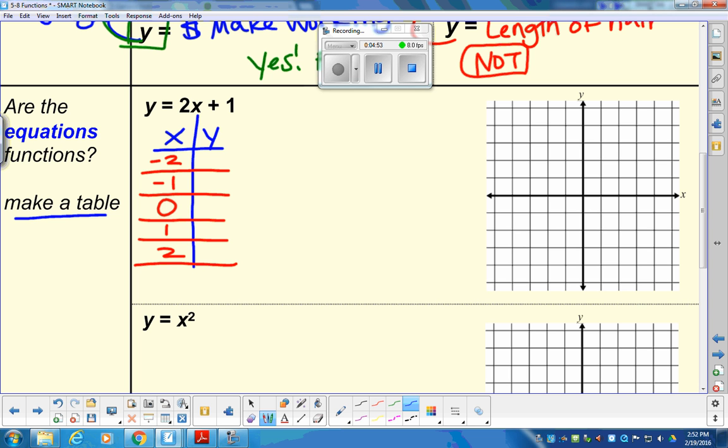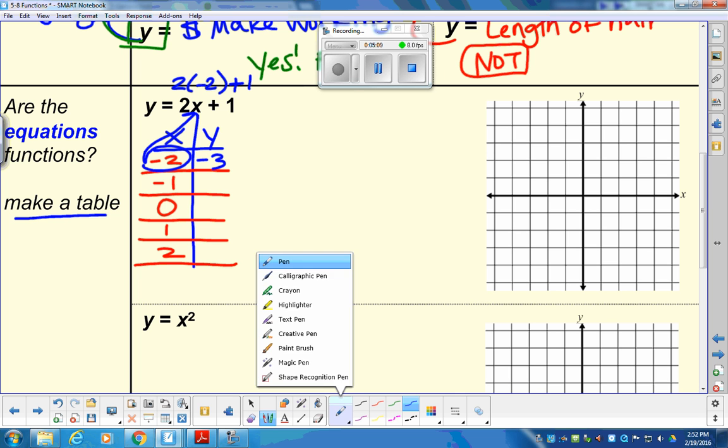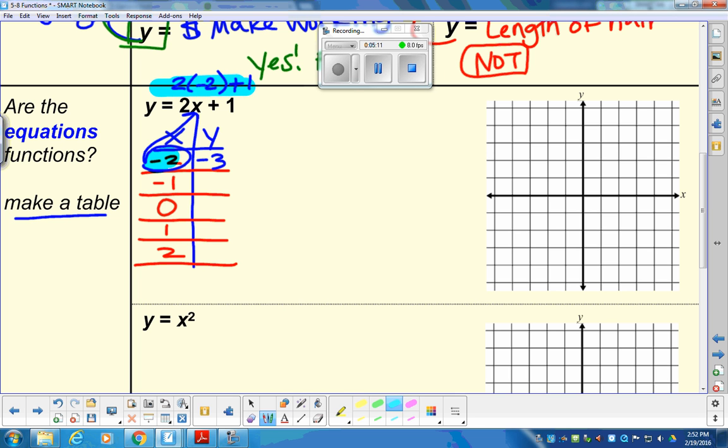So what we're going to do is take this value and plug it in. We're going to take the -2 and plug it in for x. So it's 2 times -2 plus 1. You can use your calculator to help you out here if you're struggling with that. We have 2 times -2 plus 1 is -4 plus 1. Output is -3. If you cannot handle that, go ahead and put that in your calculator. Substitute -2 in, put that in your calculator.